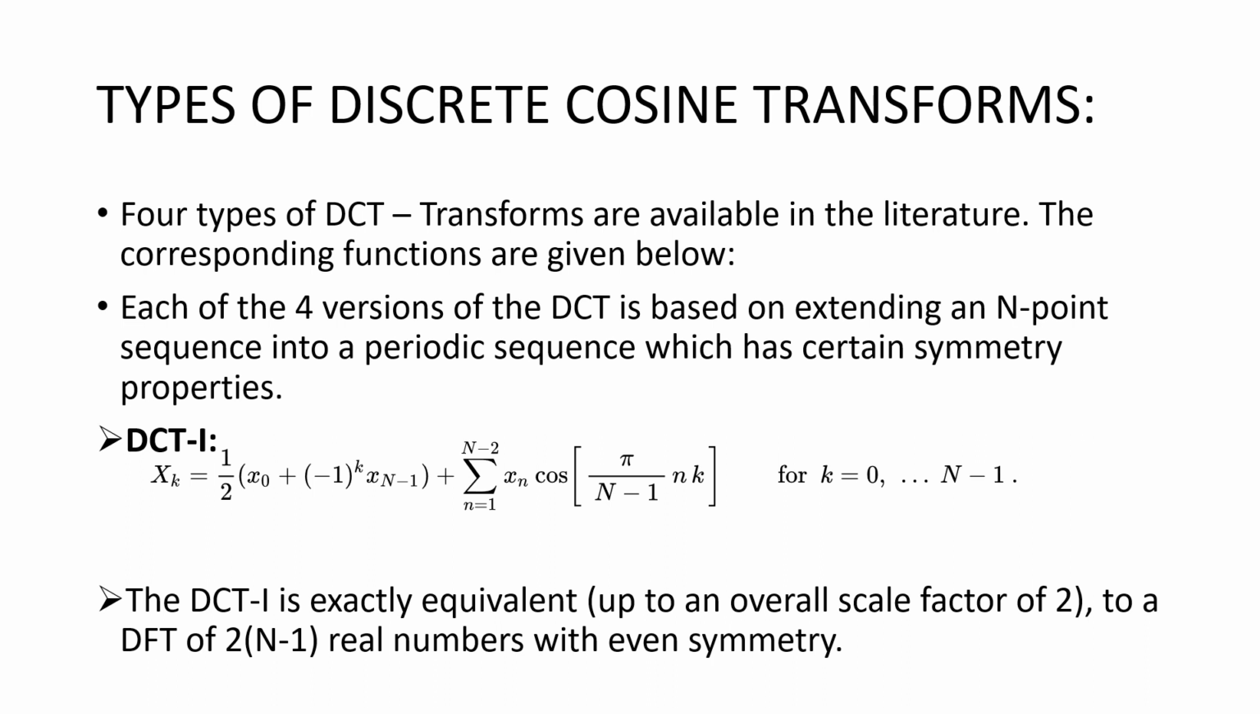There are mainly four types of DCT. They are DCT1, DCT2, DCT3 and DCT4. Each of these four versions of DCT is based on extending an endpoint sequence into a periodic sequence which has certain symmetry properties. So coming to DCT1, it is given by the following equation. DCT1 is exactly equivalent to a DFT of 2(N-1) real numbers with even symmetry.